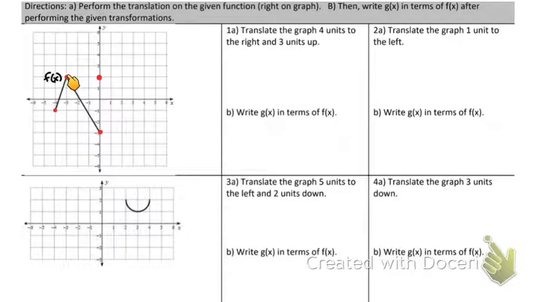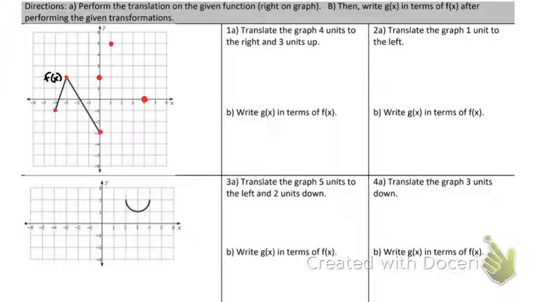I'm going to do the same thing here. 4 units to the right, 3 units up. So let's do it. 1, 2, 3, 4. And then we're going to go 3 units up. 1, 2, 3. So my second dot goes here. And we'll do it for the last dot. 4 units to the right. 1, 2, 3, 4. 1, 2, 3. 3 units up and put my dot here.